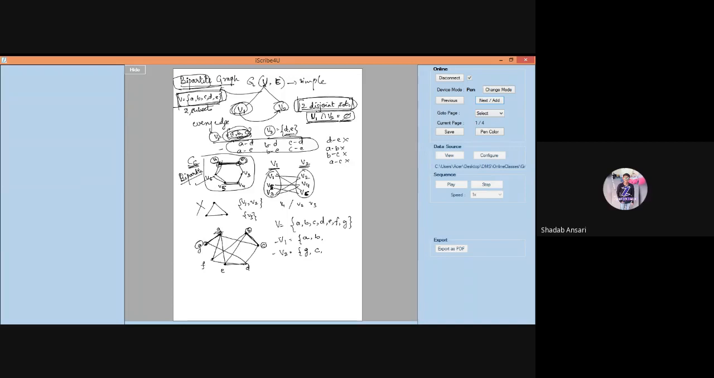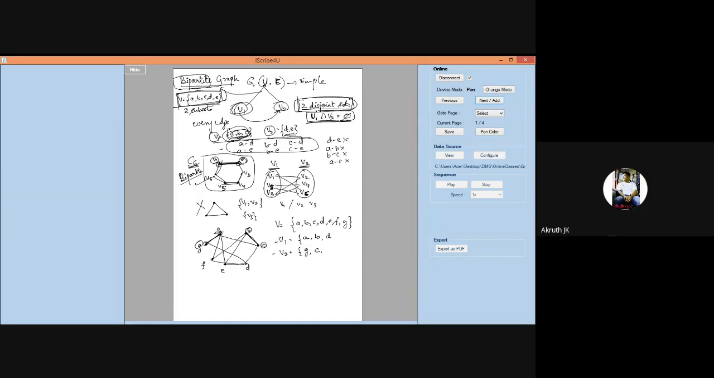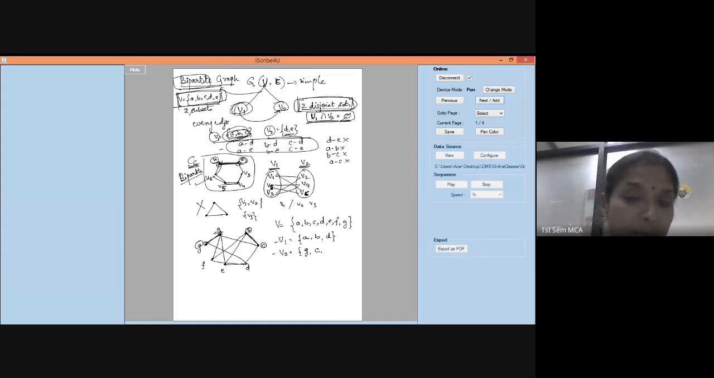Yes, ma'am. Look at vertex A and vertex D. They are not connected at all. Since they are not connected, I can always put them in the same set. So A is already here, and I'll put D also there. No problem, because we do not have an edge between A and D.